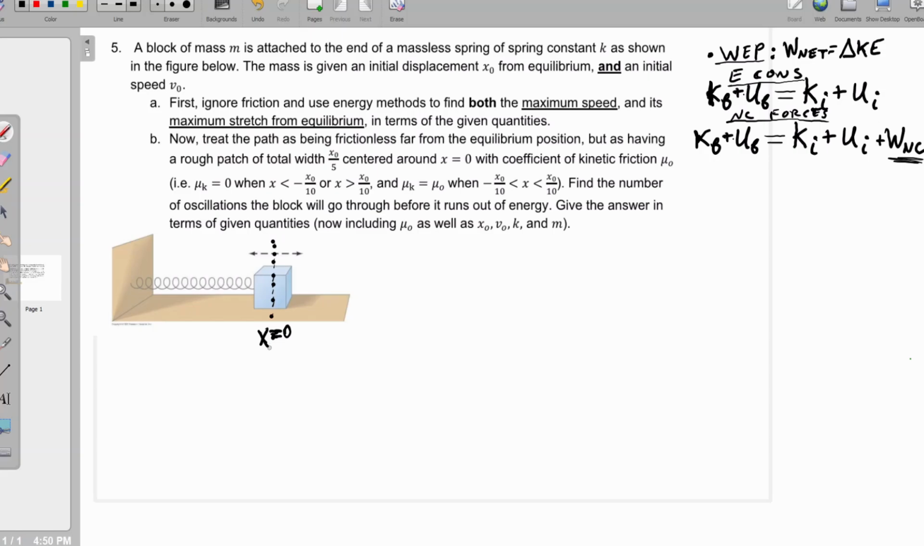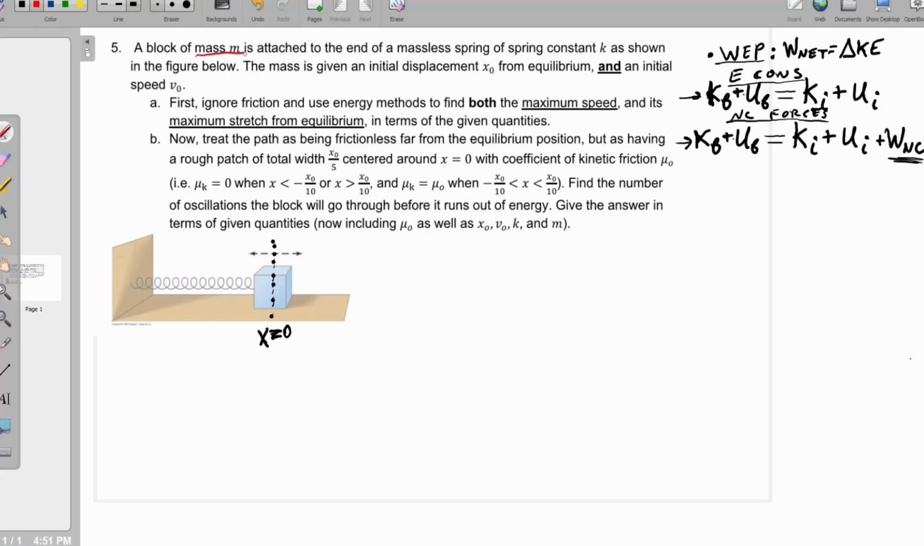When it comes to potential energy, it's very important that you explicitly choose a frame of reference where you figure out where your reference point is for potential energy. And then you determine whether mechanical energy is conserved or not. If it is conserved, you use this one. If it's not conserved, you use this one. And then finally, you can solve for whatever you're asked to find. So let's take a look at this problem.